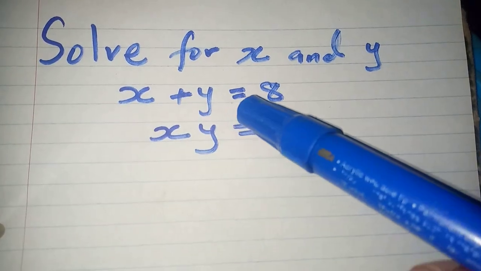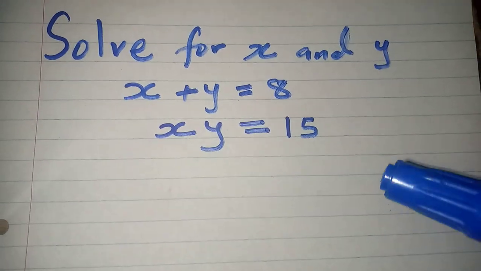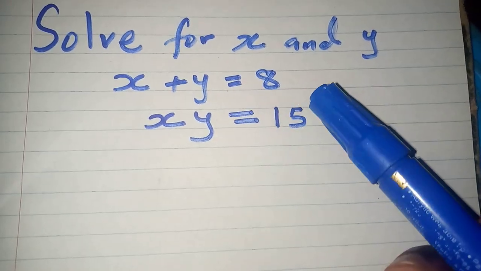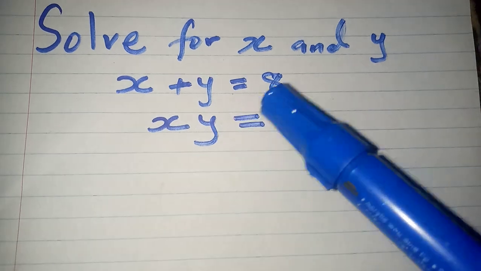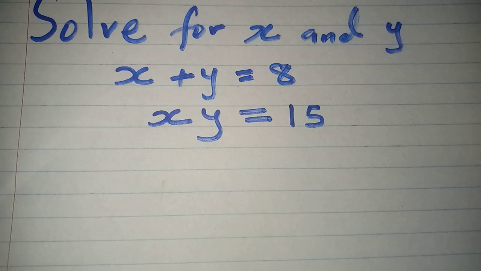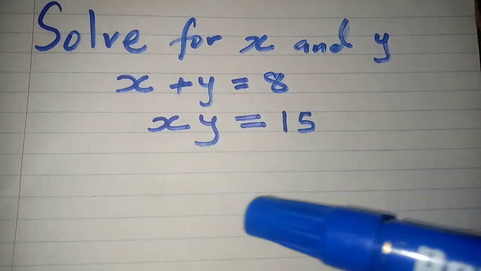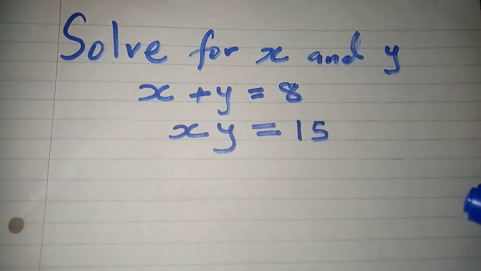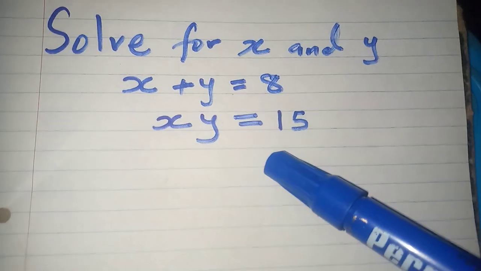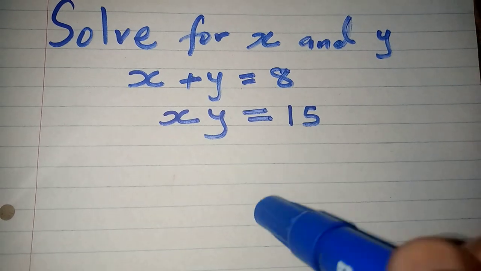So in front of me I have a typical simultaneous equation where we are required to find the value of x and y for x plus y is equal to 8 and xy is equal to 15. So this is a typical simultaneous equation combined with a bit of quadratic equation. I'll take you step by step up to the end. So don't touch the dial.